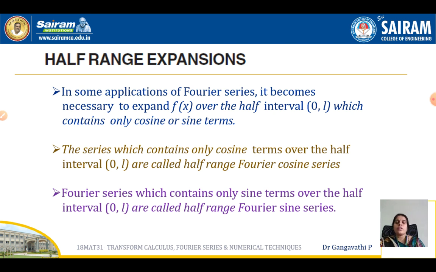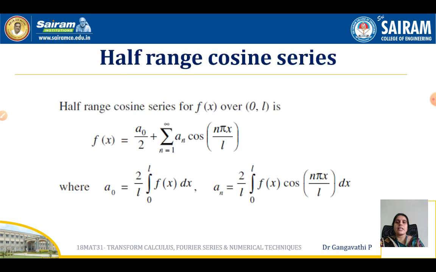One more thing about the half range expansion: the series which contains only cosine terms over the half interval 0 to L, where L can take any value, is called the half range Fourier cosine series. And if the series contains only the sine terms, then it is the half range Fourier sine series.